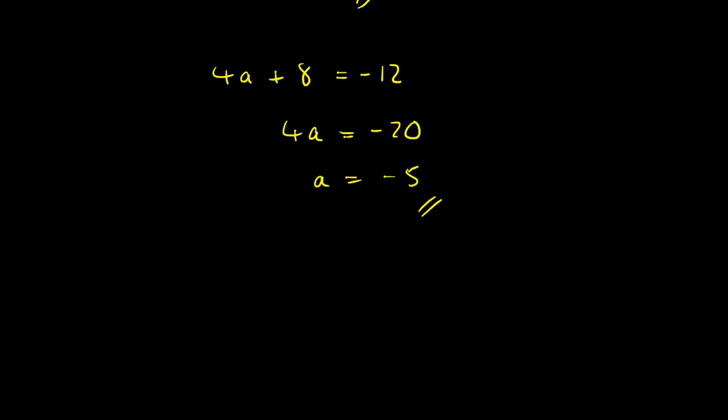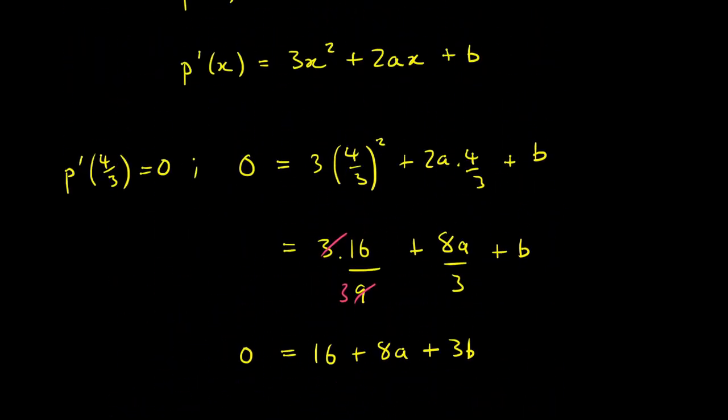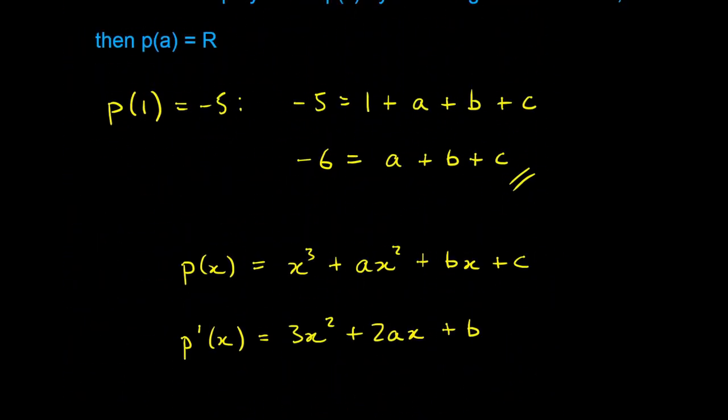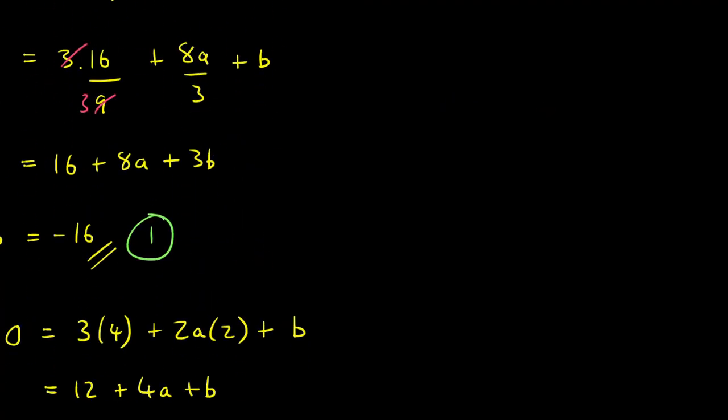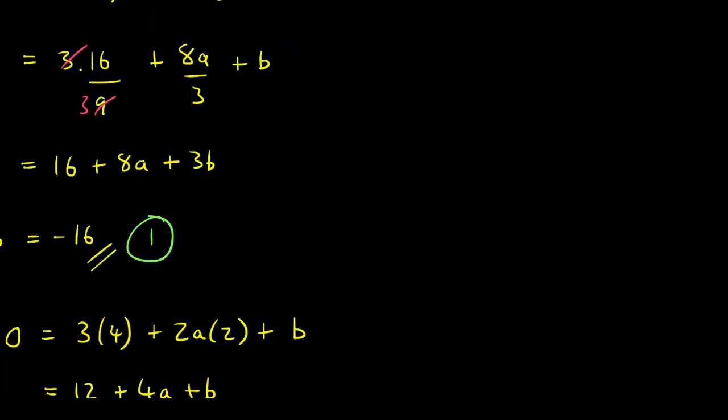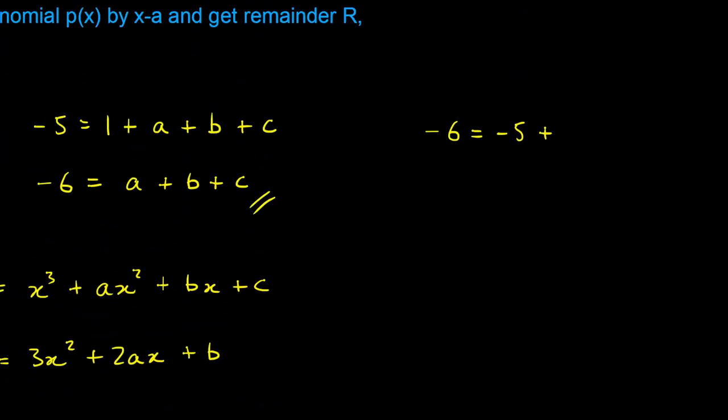So now I need to go back and find out what c is. Well, up here at the very top, we had that negative 6 is equal to a plus b plus c. So let's just substitute into here. So negative 6 is equal to a, which was negative 5, plus b, which was 8, plus c. So negative 5 plus 8 is positive 3, plus c. So I get c is equal to negative 9.